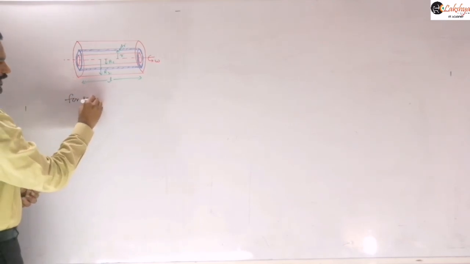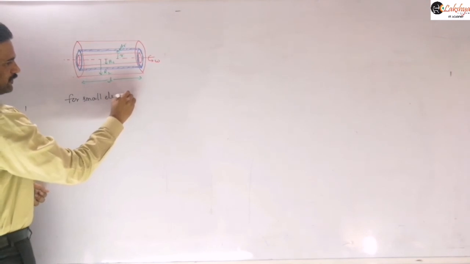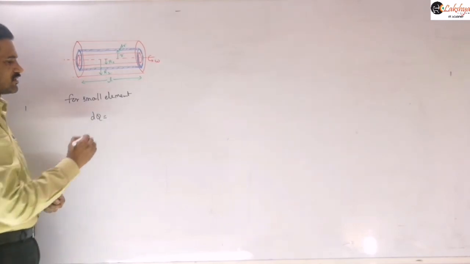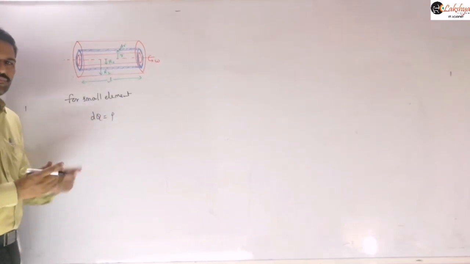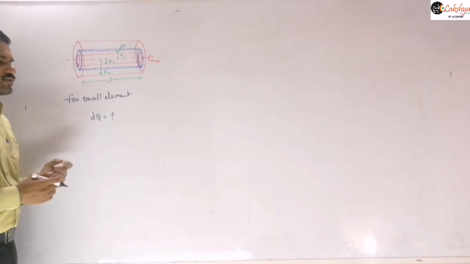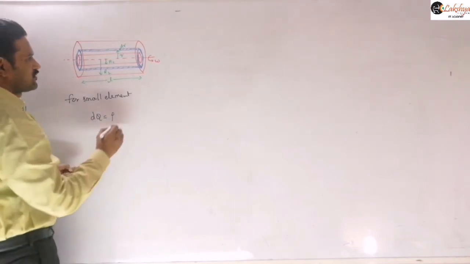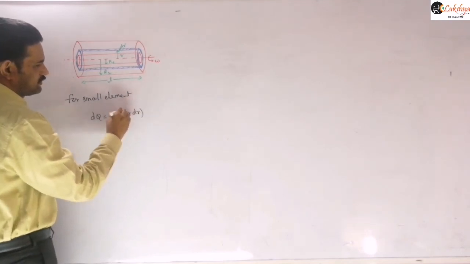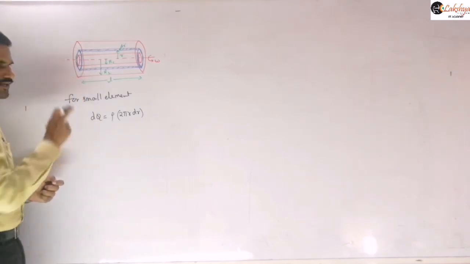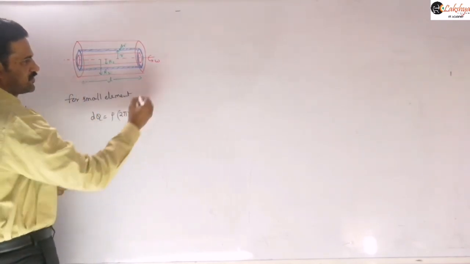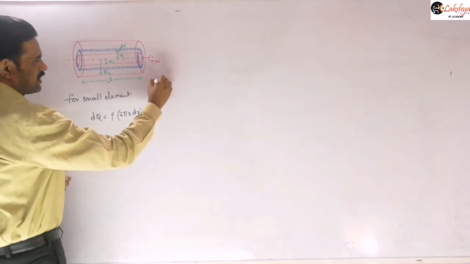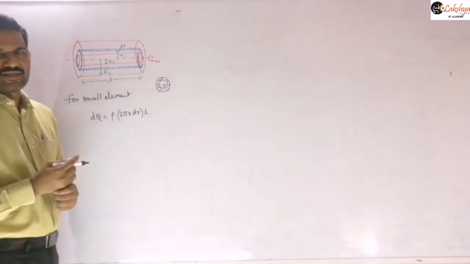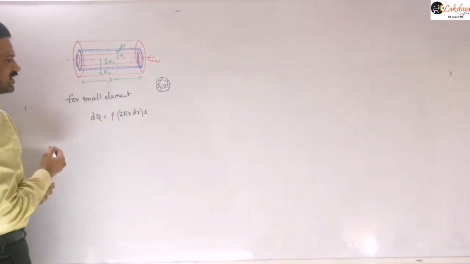So for the small element, dq is the charge present in that small element. That is rho into the volume of that element. Rho is the charge density, and the volume of that element I can write as 2 pi r dr, the cross-sectional area, into the length L of the cylinder. So that is our dq value.